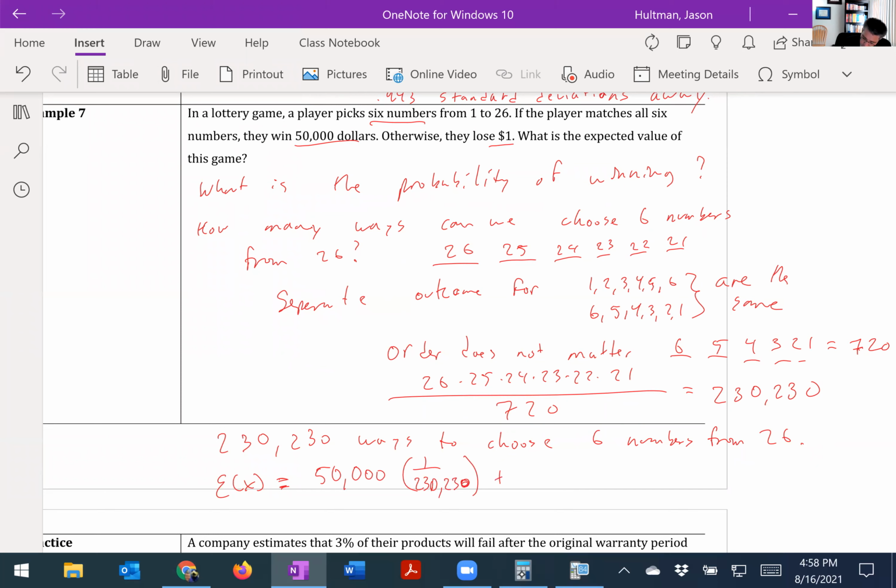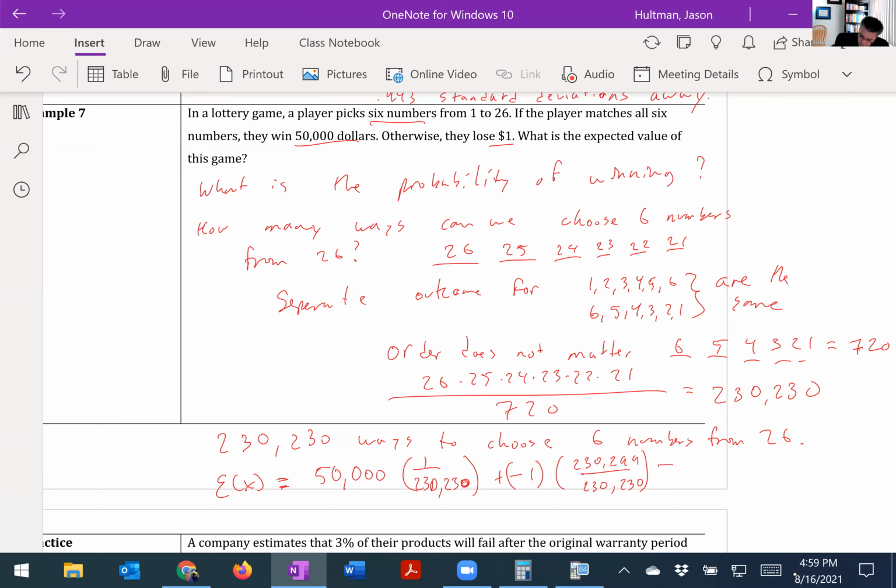Okay, plus the other outcome is that I lose $1. So that's -1 times the probability of me losing. Well, the probability of me losing is 1 minus the probability of me winning. So that's actually 230,299 over 230 times 230, all over 230,230.